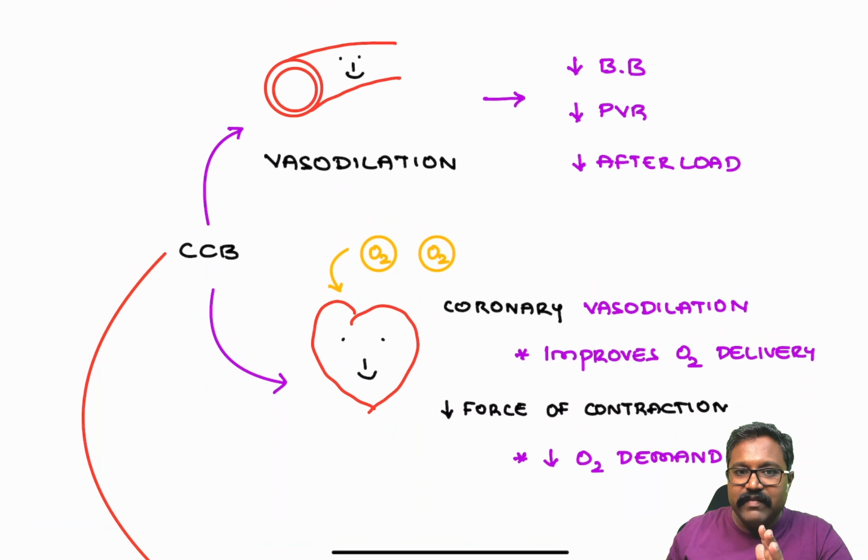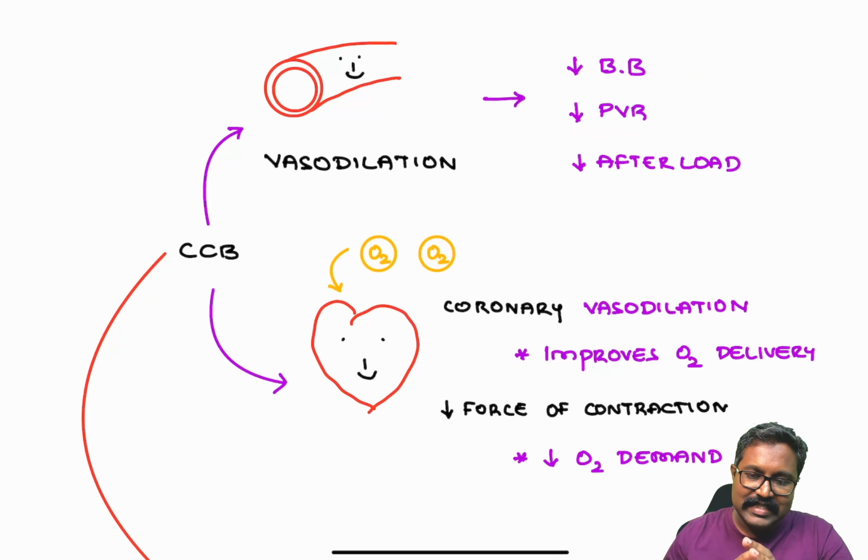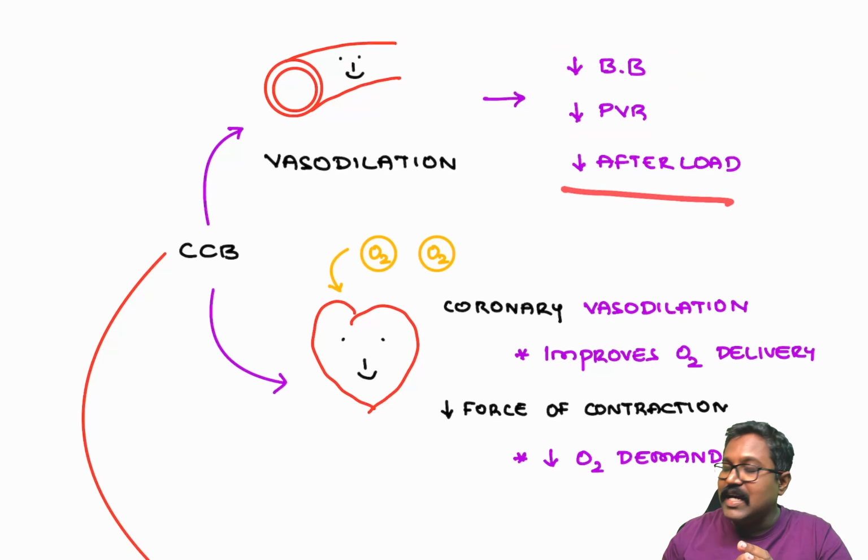So whenever you give a calcium channel blocker, what happens with respect to the blood vessels? It is going to cause vasodilation. So once there is vasodilation, what beneficial effects will you notice? There will be a reduction in the blood pressure. Thereby, in turn, there will be a reduction in the peripheral vascular resistance, and it also reduces the afterload.